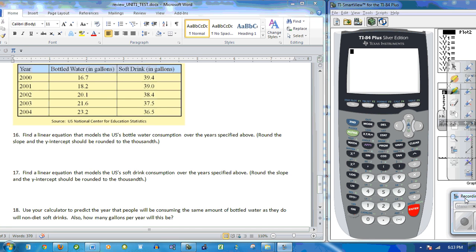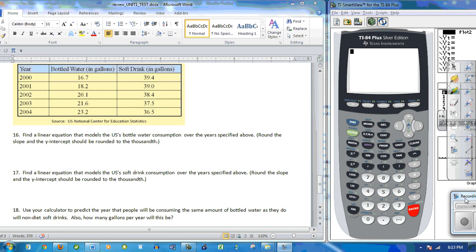Often when dealing with linear data sets, you're going to be asked to make a line of best fit for these data sets. One such method is to use your calculator and do what's called a linear regression. Okay, we're going to take a look at doing that right now.